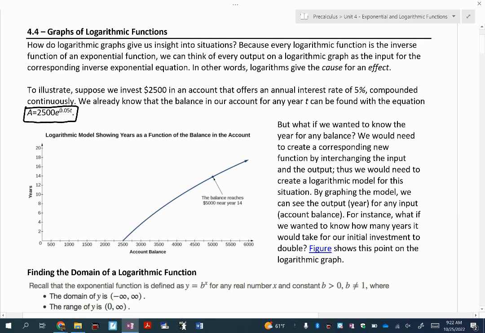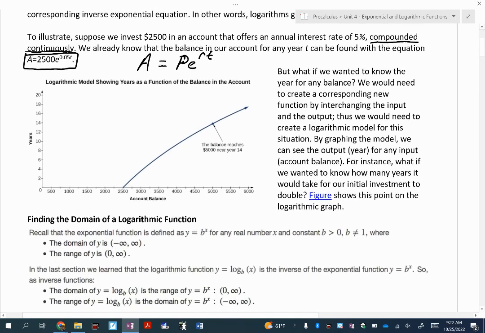So this first graph is using this formula here for the amount that we have invested into our account. We've invested $2,500 into an account that offers an annual interest rate of 5% compounded continuously. So that phrase, compounded continuously, means that we're going to be using that formula from an earlier lesson. The amount equals the principal times the base e raised to the rate times time t. And we use that base e when we're compounding continuously.